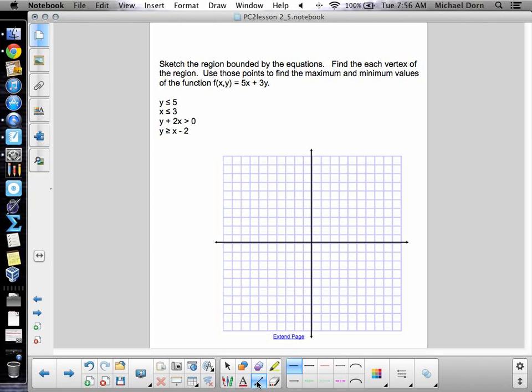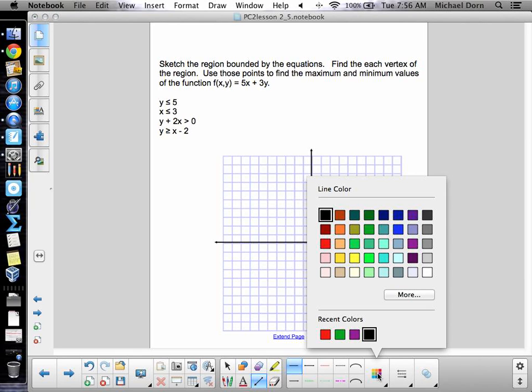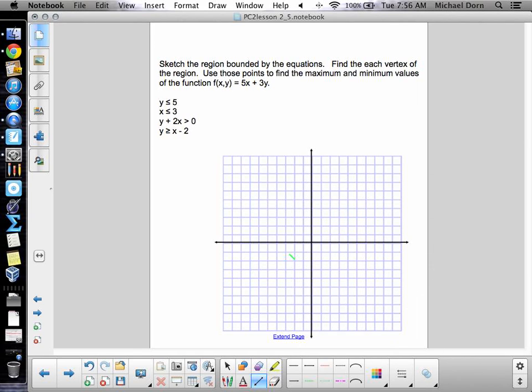So I'm going to go ahead and actually do these, but I'm going to change the color so that they're not black along with the background. So let's do, what should we do? I'm thinking like a bright neon green. There we go. Okay. So y is less than or equal to 5. So 1, 2, 3, 4, 5. That's where we go. That's my line y equals 5.